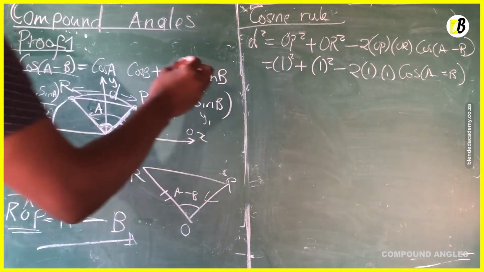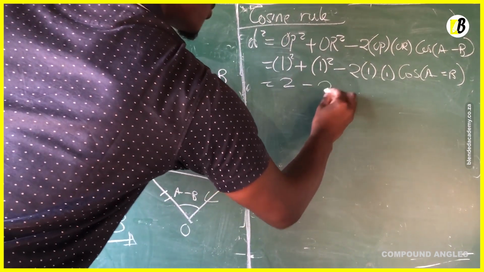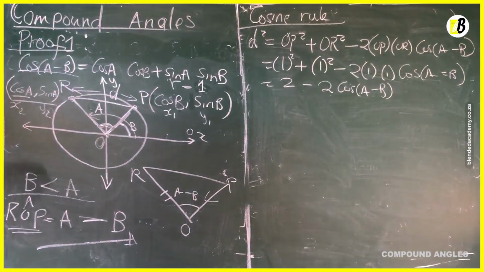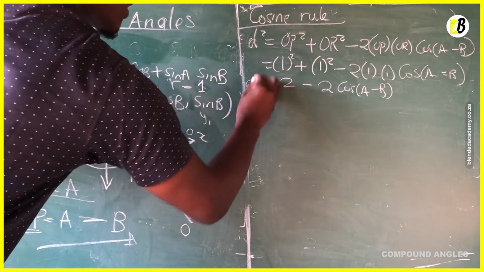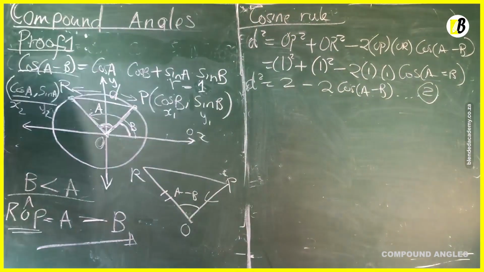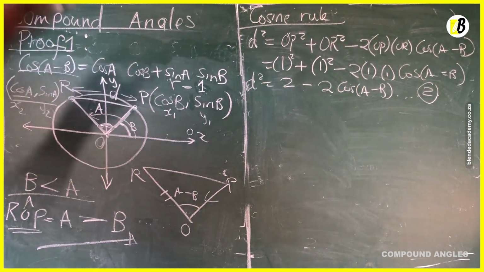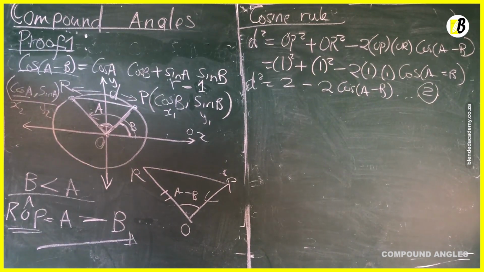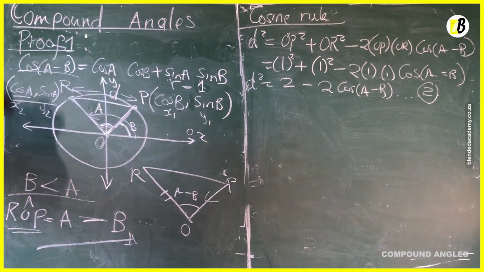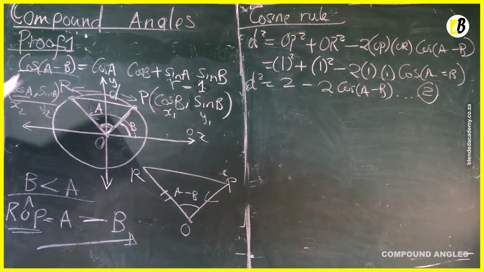So we're going to get 1 squared plus 1 squared, that's 2. It's going to be 2 minus 2 cos A minus B. So that's our second equation for D squared, using the cosine rule. This is equation number 2. Please write that down, and we're going to use this equation together with the previous one to solve for D, and also prove that cos A minus B equals cos A multiplied by cos B plus sin A multiplied by sin B. Now let's move on.